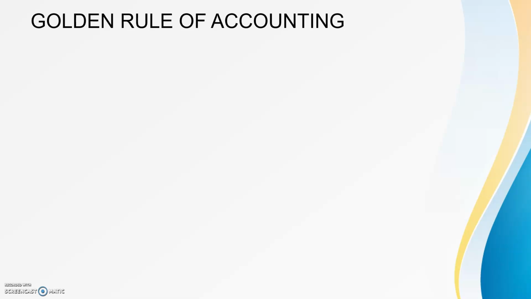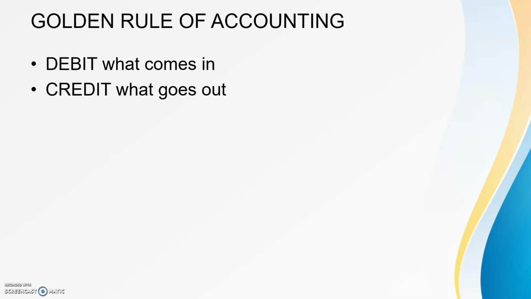Golden rules of accounting. Debit what comes in, credit what goes out. This is the real account rule. Debit what comes in. If something is coming in, debit its account. If something is going out, credit its account, if it's a real account.